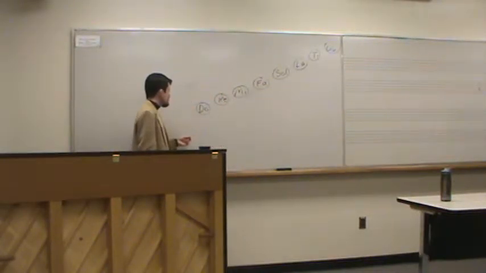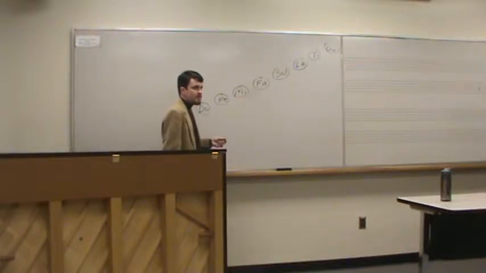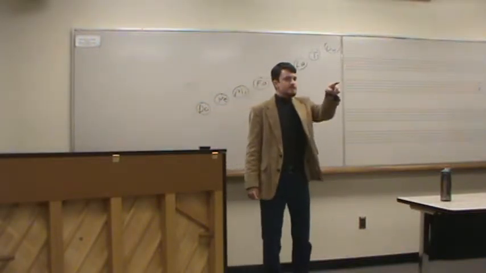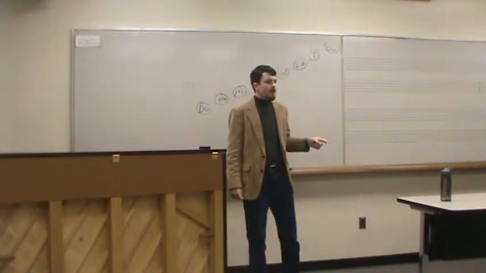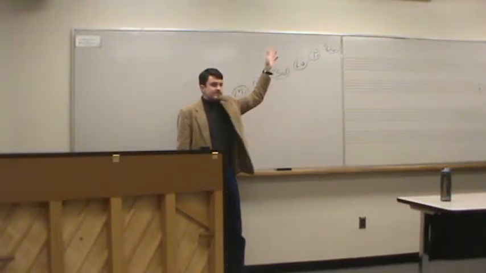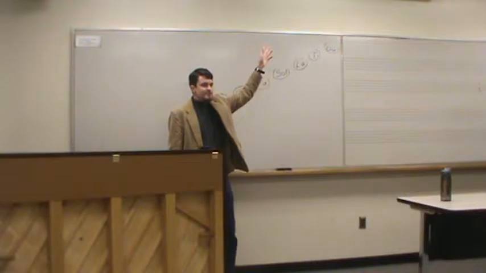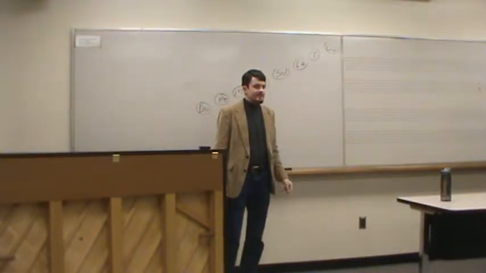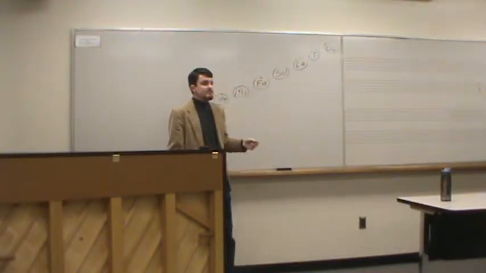Good. Now let's do this. How many people do we have? 1, 2, 3, 4, 5, 6, 7, 8, 9. Perfect. Let's have 3 people sing do. Who's going to sing do for me? Great. And then the rest of you get sol. Okay? So let's do this.